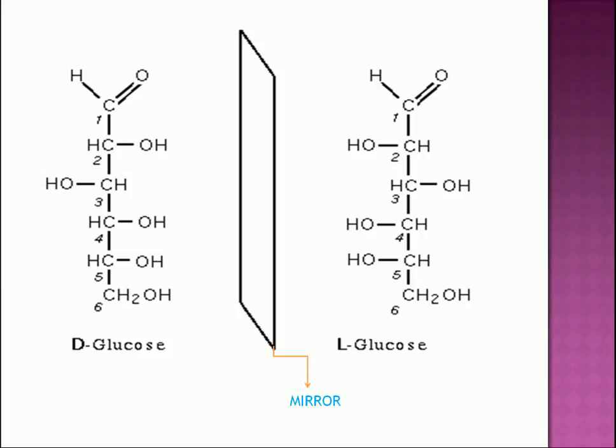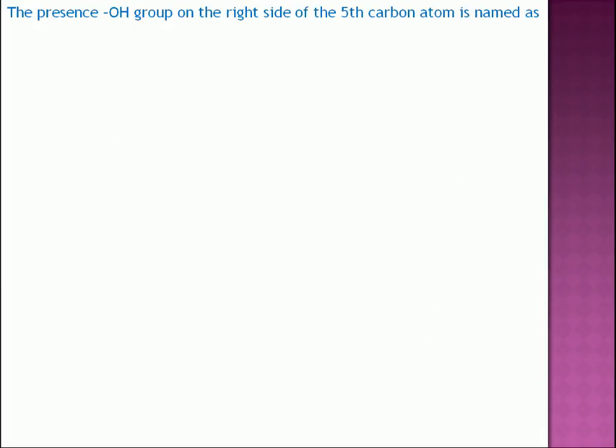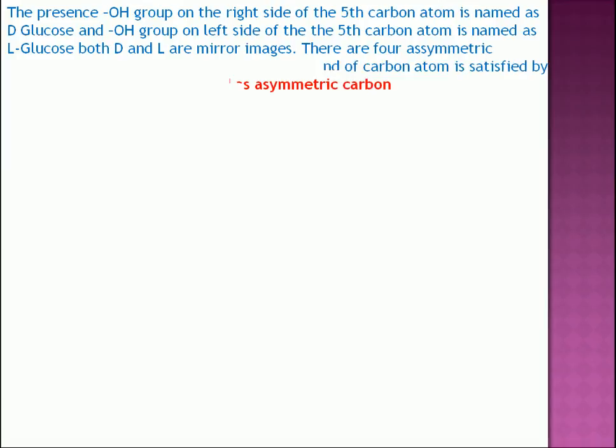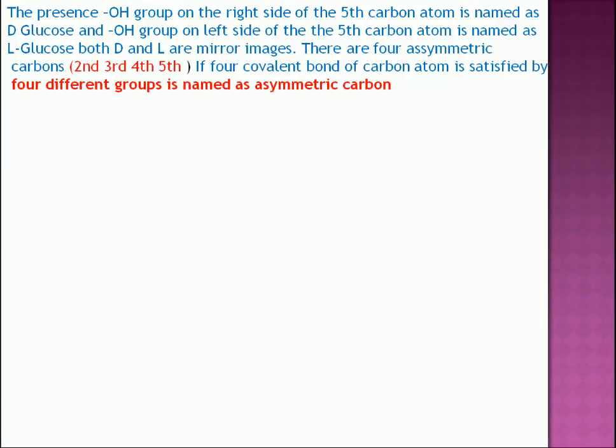Both D and L isomers are stereoisomers. The presence of the OH group on the right side of the fifth carbon atom is named D-glucose, and the OH on the left side of the fifth carbon atom is named L-glucose. Both D and L are mirror images. There are 4 asymmetric carbons: second, third, fourth, fifth. If the 4 covalent bonds of a carbon atom are satisfied by 4 different groups, it is named an asymmetric carbon.